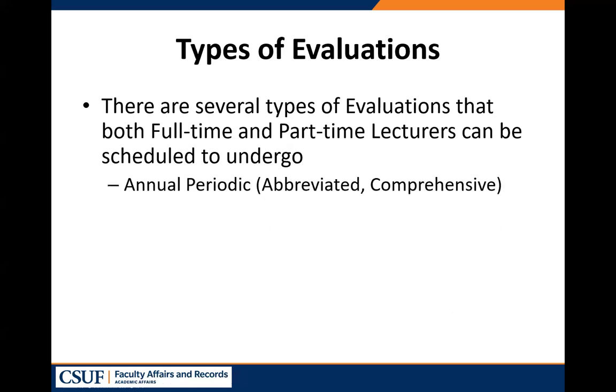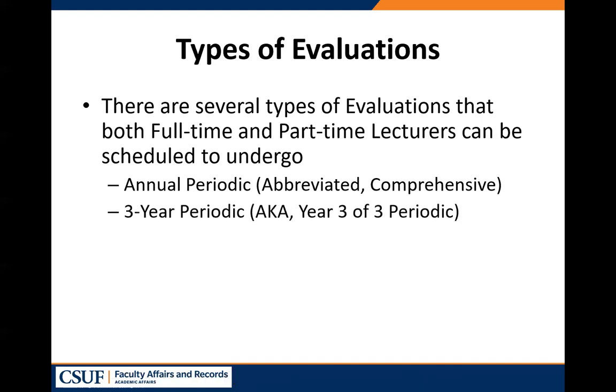There's an annual periodic, which is a 1 year review. And we have two types. We have an abbreviated, which is 6 categories of information, and we have the comprehensive, which is at least 12 categories of information.